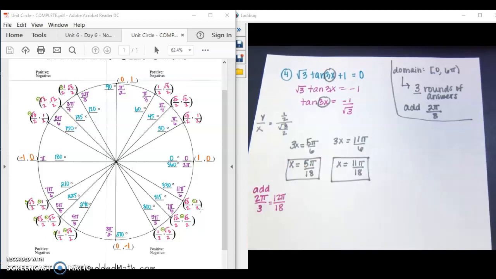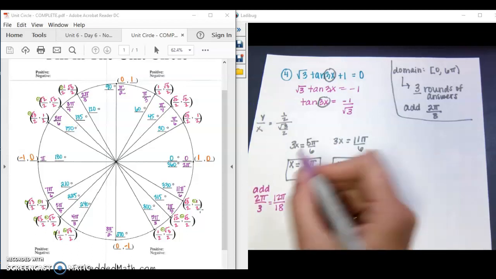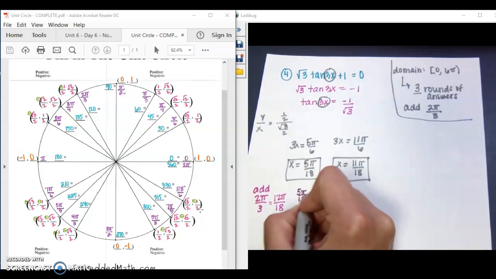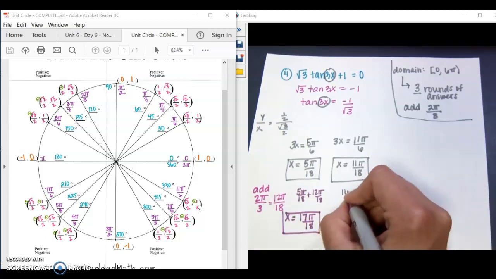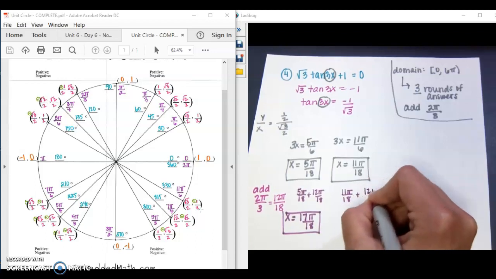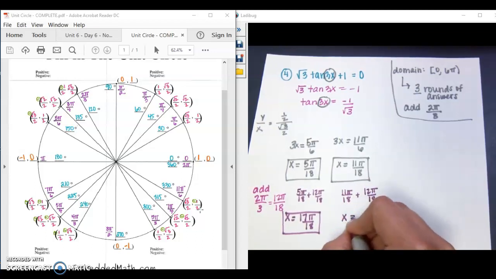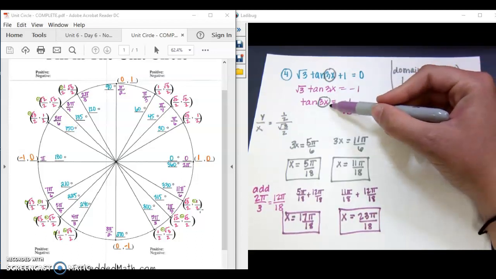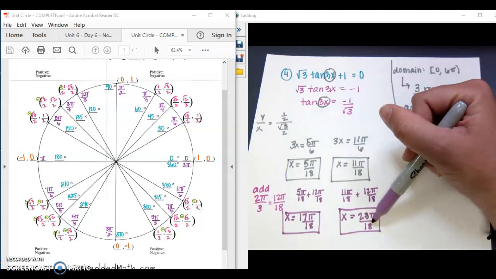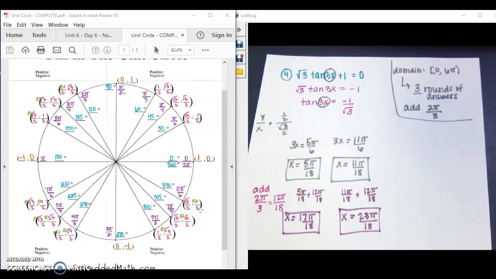So we're going to take 5 pi over 18, and we're going to add to that 12 pi over 18. So another one of my answers is going to be 17 pi over 18. And then we're going to do the same thing with 11 pi over 18. So another answer is going to be 23 pi over 18. Okay, so guys, this was the first round, and this is the second round. We have to do 3 rounds because it says 3x, and because 23 over 18 is not close to getting to 2 yet. Okay, we need to be around 36.